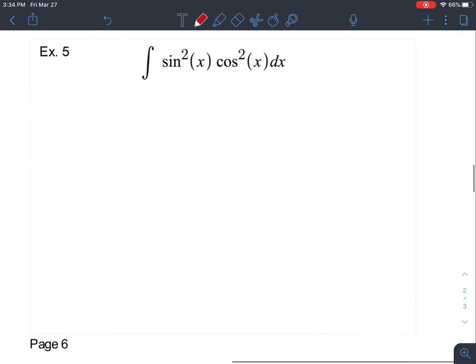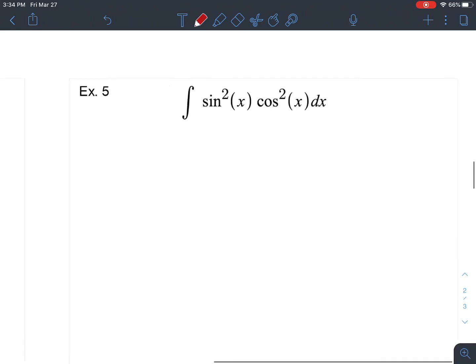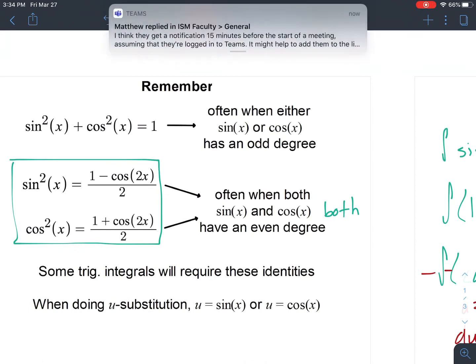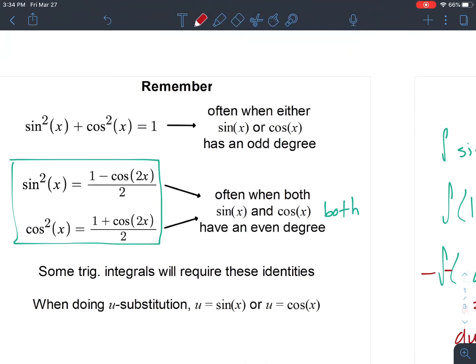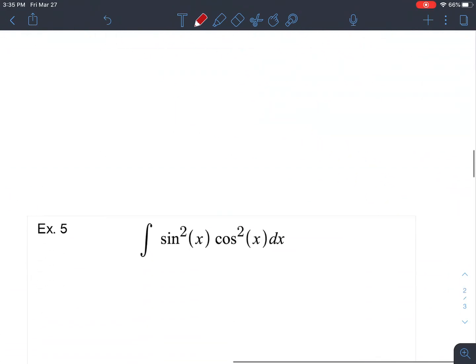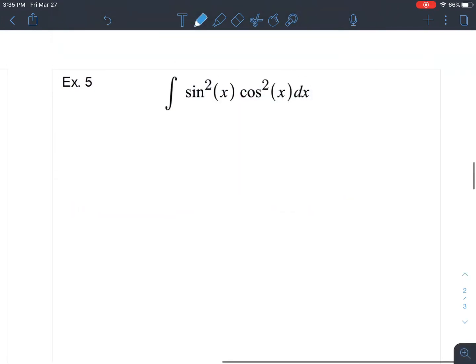Okay, so now we're going to move on to a different one. In this question, what we have is sine squared and cosine squared. Now, back from earlier, I told you, still in the box there, when both sine and cosine have an even degree, you are going to want to substitute this fraction, 1 minus cosine of 2x over 2, and 1 plus cosine 2x over 2. So let's start by rewriting the integral like that.